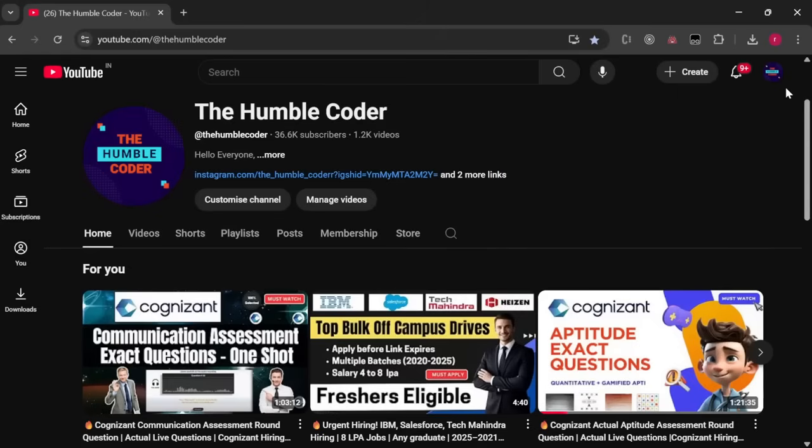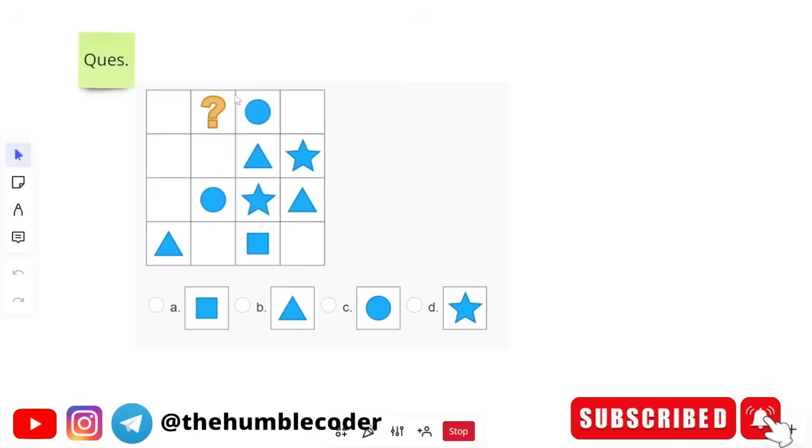So let's get started. Let's look at this question, guys. In this question, we have to find out what will come in the place of question mark, and we are given these options. So which symbol will come in the place of question mark, that we have to find. So first let's try to eliminate the ones which cannot come. See, circle cannot come because circle is in the same column and in the same row. One symbol cannot come twice in the same column or same row. So that is why we have eliminated circle.